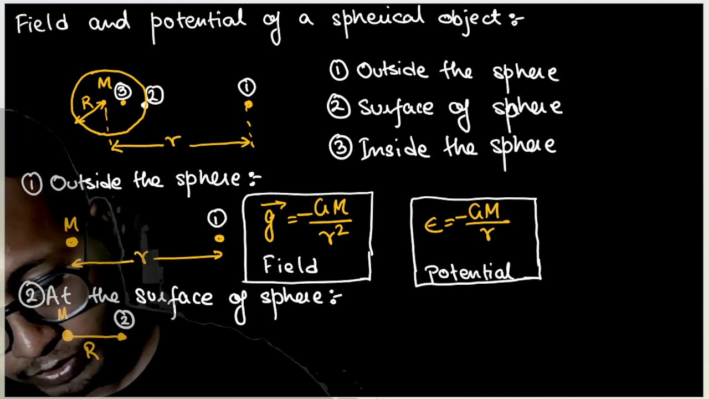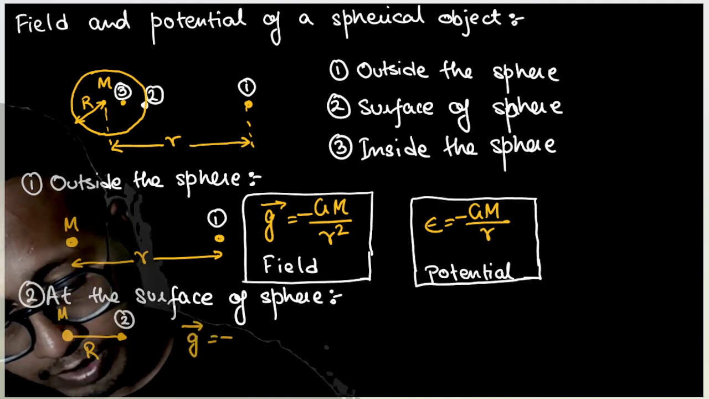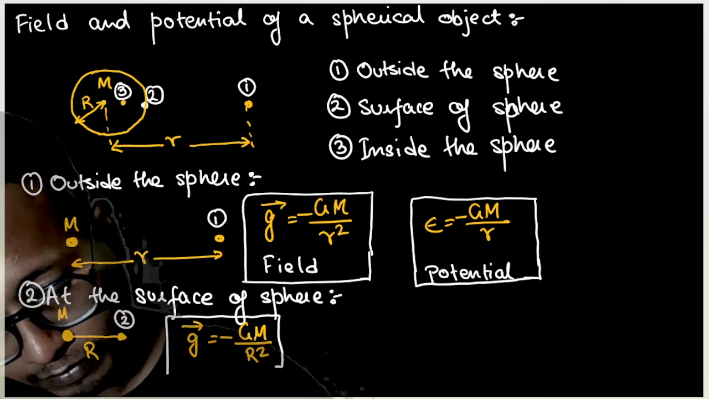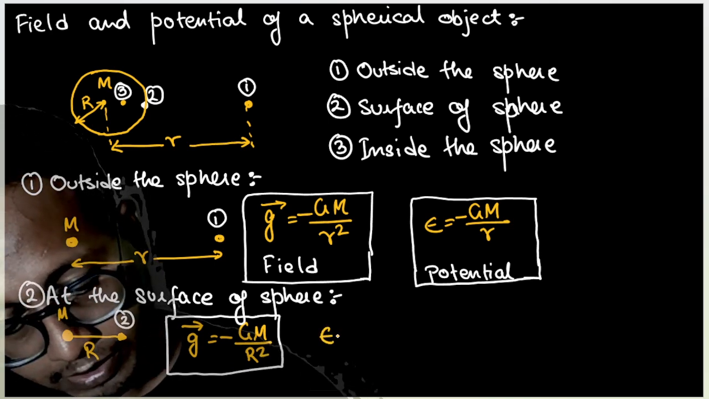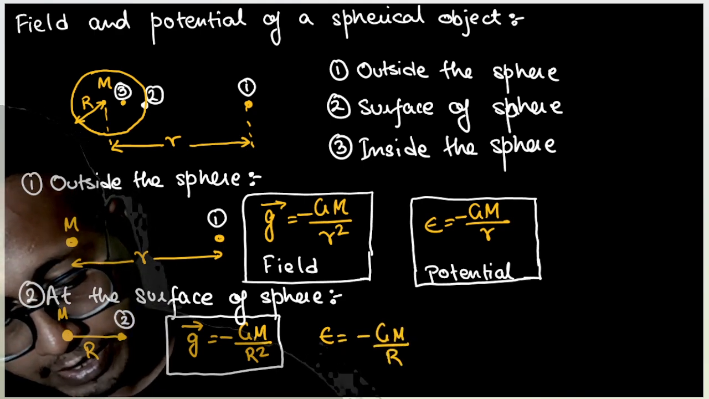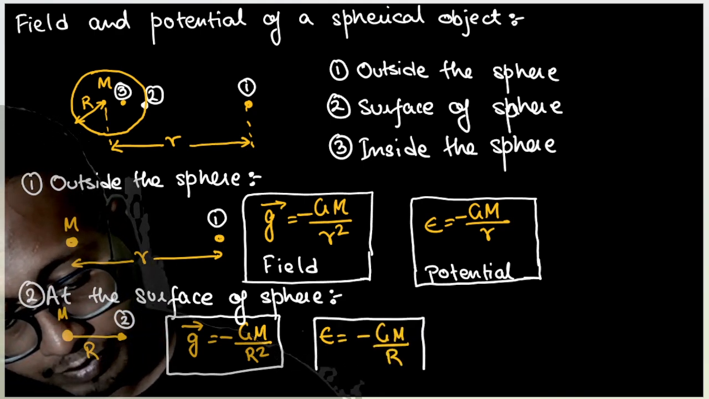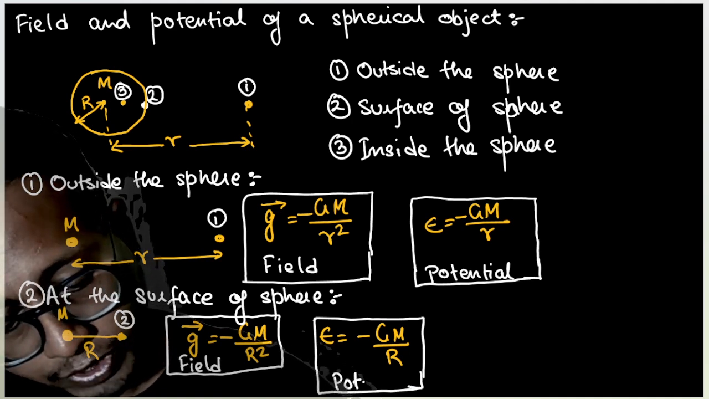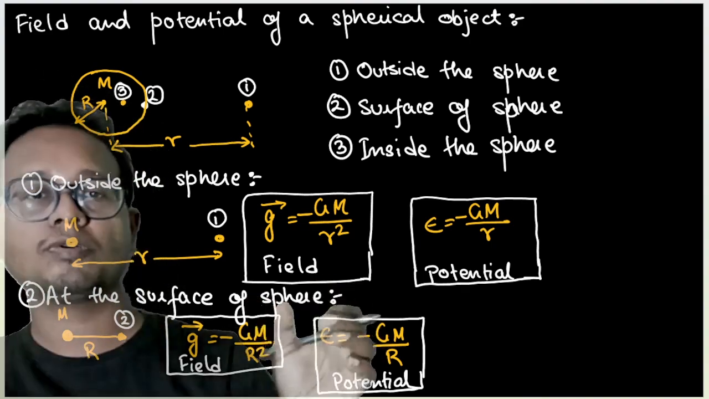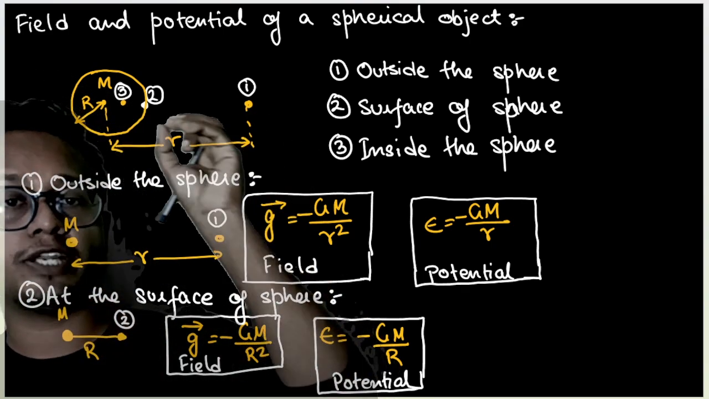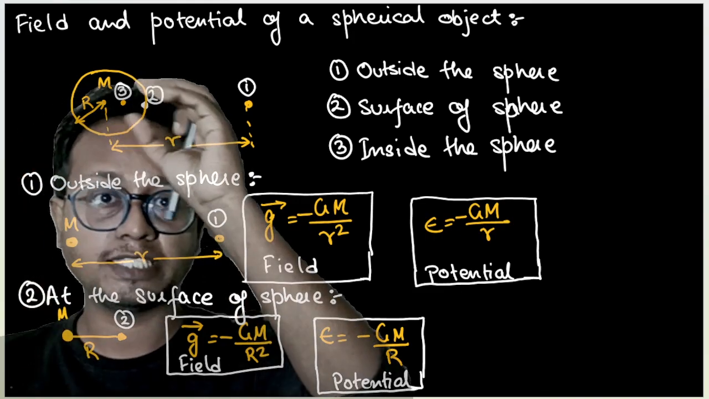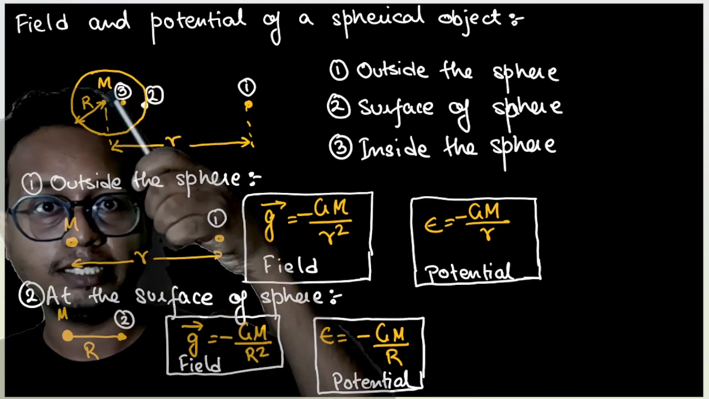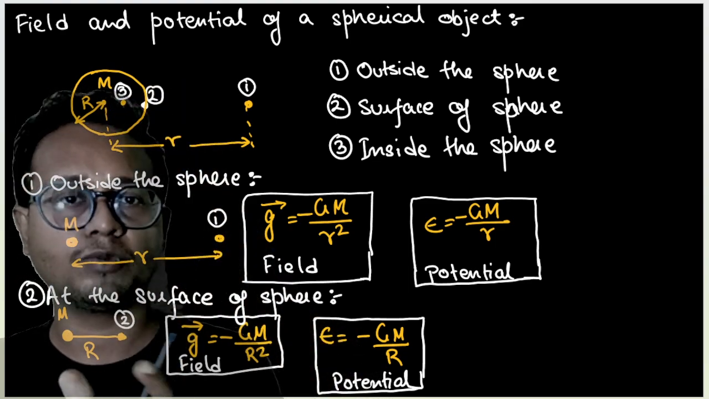Point number 2. The gravitational field is nothing but -GM/R², and the potential is nothing but -GM/R. This is the field, this is the potential. So whenever the point is outside the sphere or on the surface of the sphere, we have to assume the entire sphere as a point object situated at the center, and find the potential and field by the same formula that we derived before.